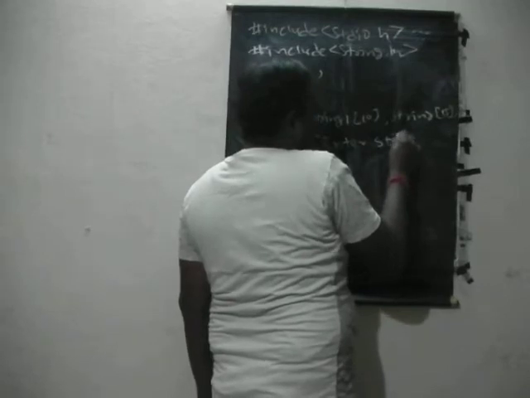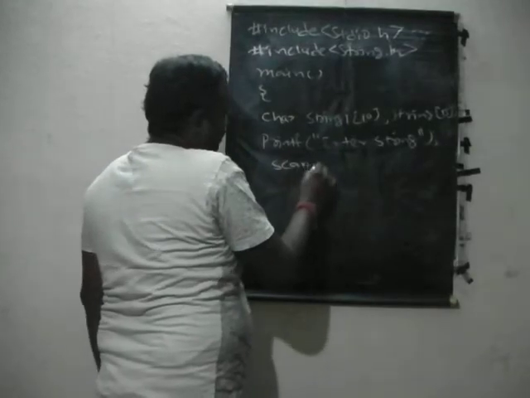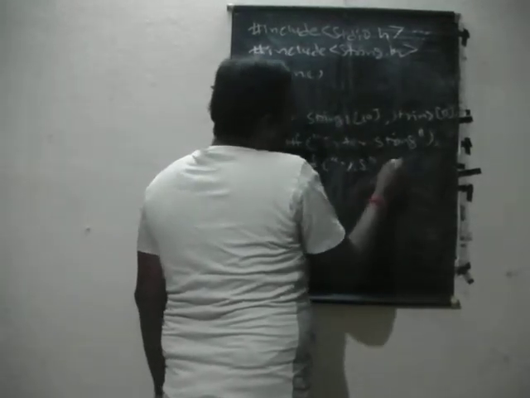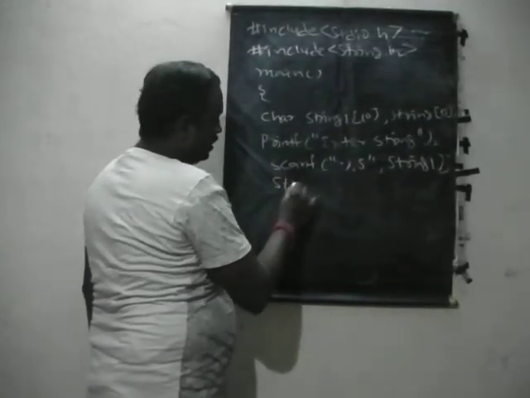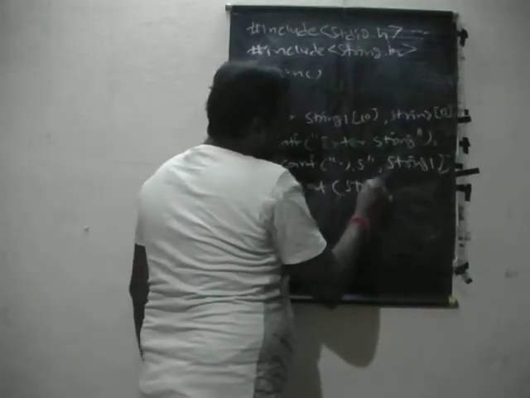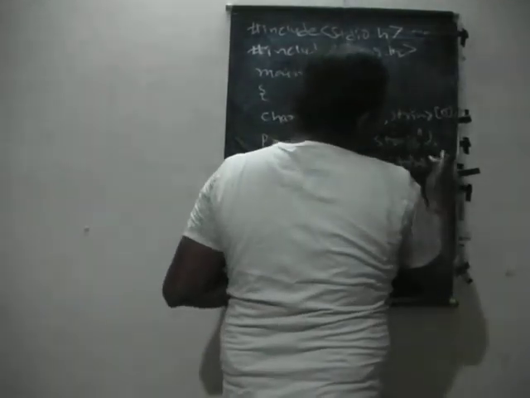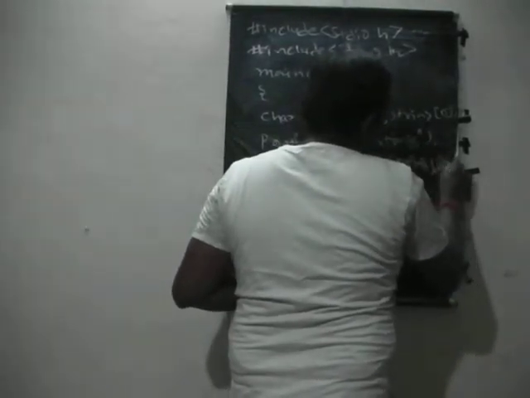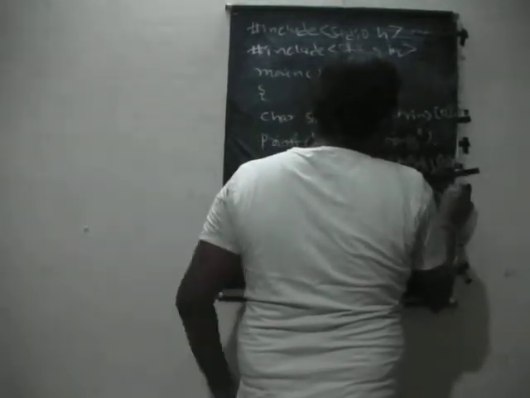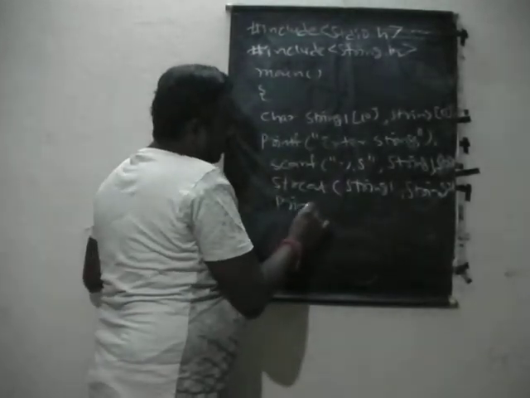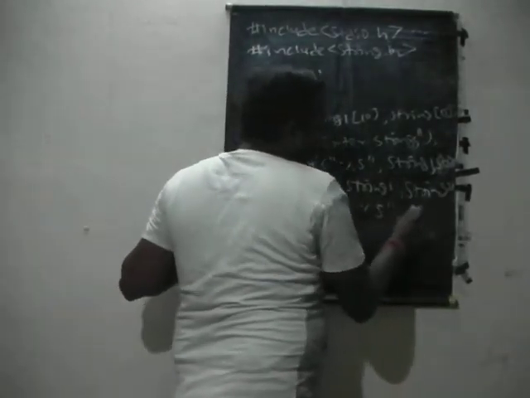printf "Enter any one of the strings", then scanf %s, string1, to read the first string. Then string concatenation: strcat(string1, string2) with the two strings. Now printf "After concatenation the string is %s", string1.